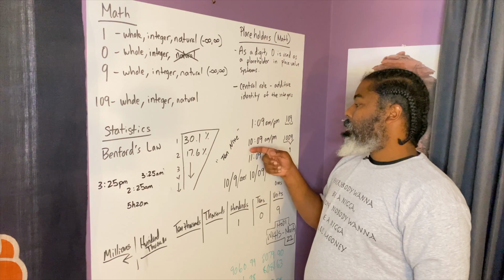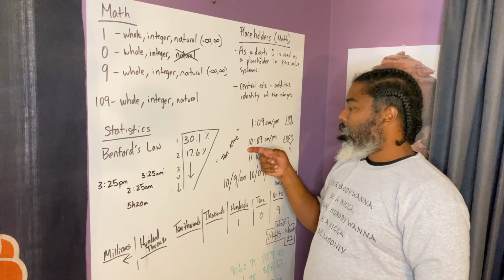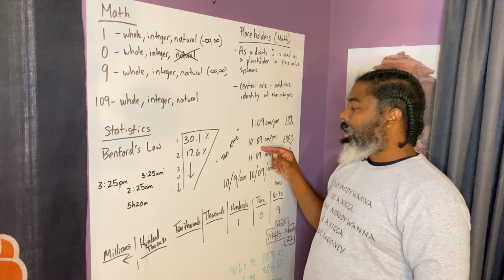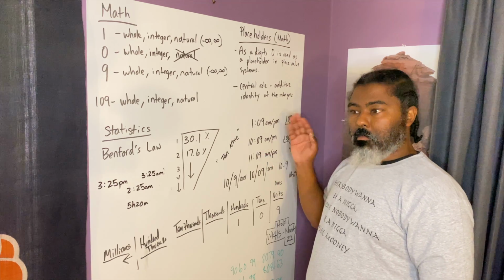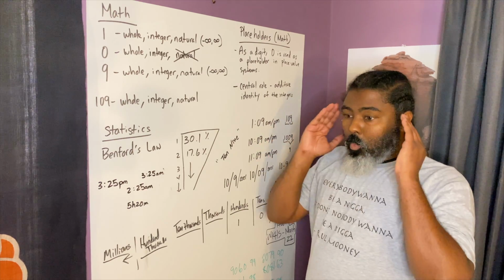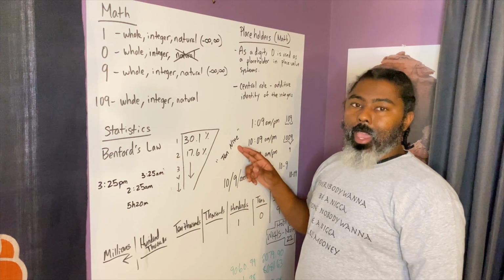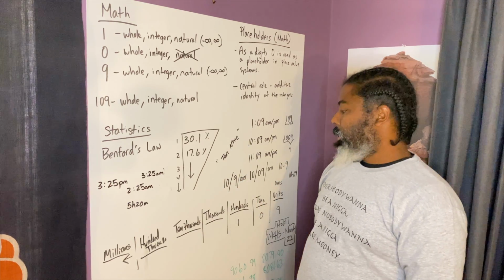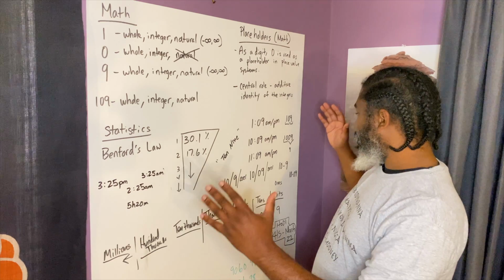Because when I look at the time 10:09 a.m. or p.m., I'm looking at 10:10, and then I'm looking at 09, and this 0, I'm ignoring it because it is a placeholder. And what I'm doing is focusing on 10:09 because, again, 10:09, that's my birthday. All right? Okay, guys.